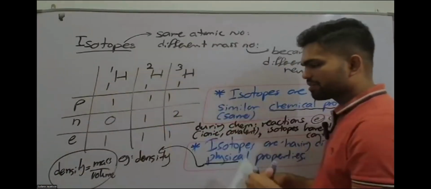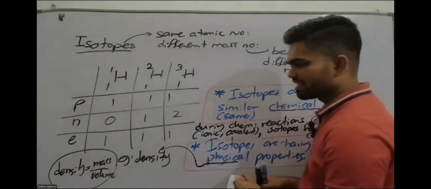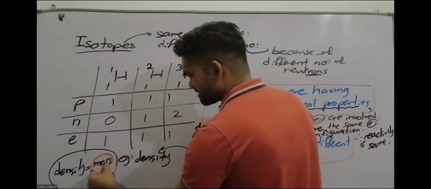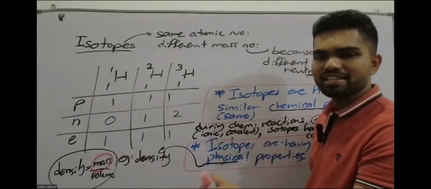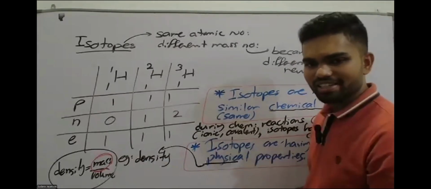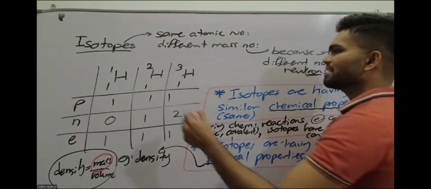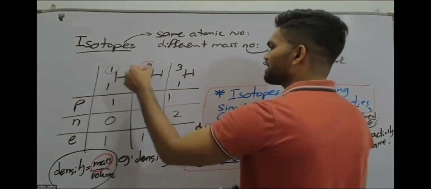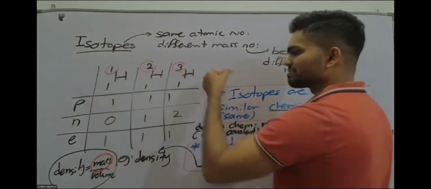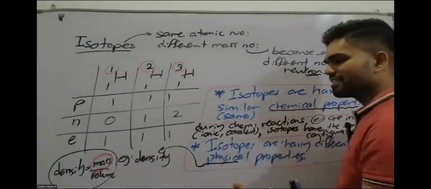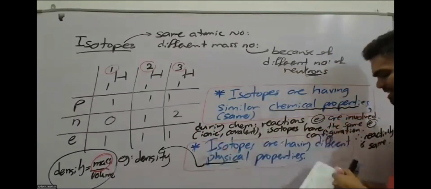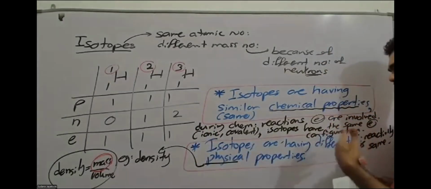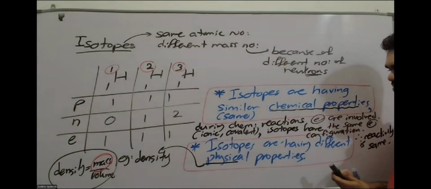So then you have something interesting. What is that? Mass. So when mass is changing, what will happen? Density is also changing. You can see their mass numbers are different. Mass is increasing, so once mass is increasing, density is also increasing. So physical properties like density change because of the change of mass number.